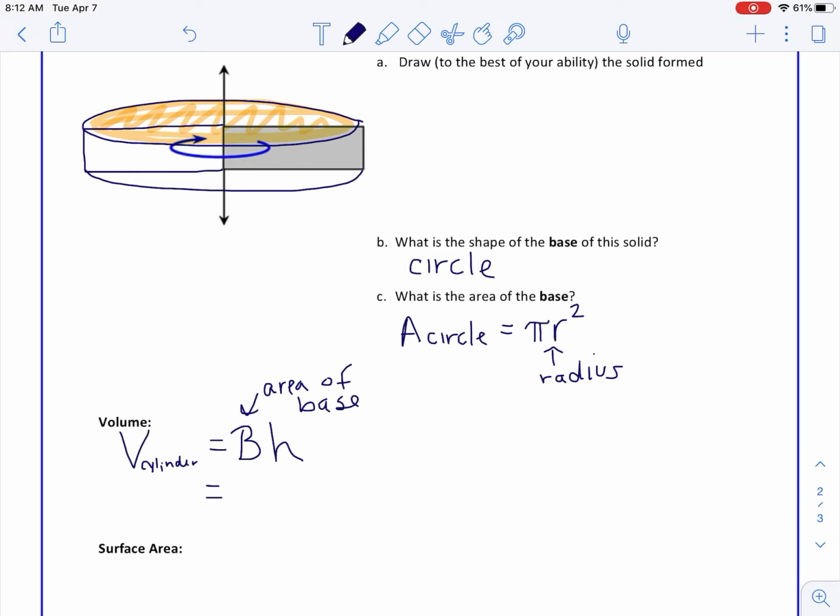But now we know that the area of the base, since the base is a circle, is pi r squared. So you can go with this one. The area of a cylinder is pi r squared times the height, h.